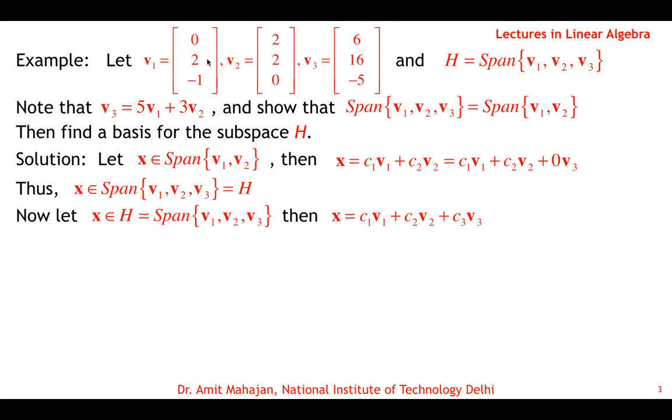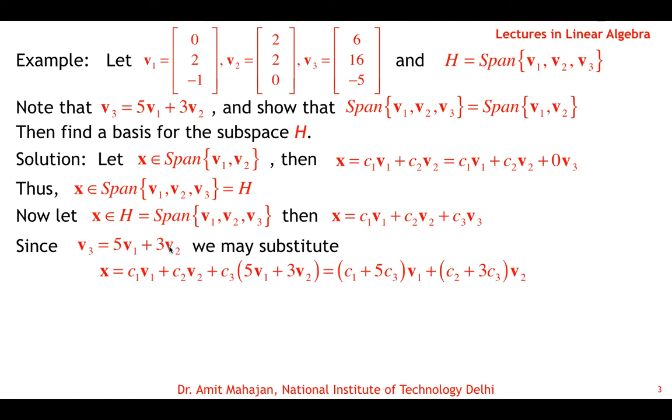But we know that this set is dependent and v3 is a combination of v1 v2. v3 is 5 v1 plus 3 v2. So we can substitute v3 value as this. Okay, and so x can be rewritten as a linear combination by substituting v3. So x is rewritten as a scalar times v1 plus another scalar times v2. That means x is a linear combination of only v1 and v2. So clearly x belongs to span of v1 v2.